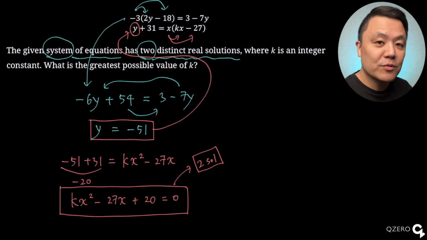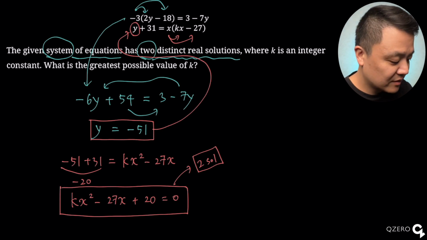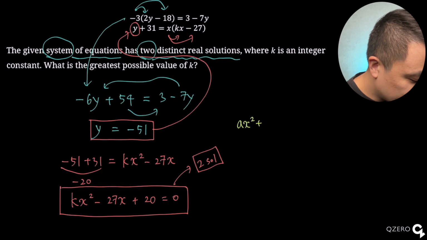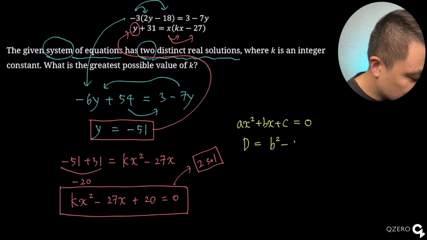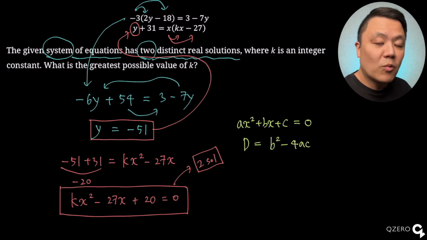When it comes to the number of solutions of the given quadratic equation, you have to think about the discriminant. Let me give you a short explanation about the discriminant. Whenever you have a quadratic equation in its standard form, the discriminant value, which is notated as capital D, can be defined in this way: b squared minus 4ac. The reason why this discriminant is so important is this D value tells you the number of distinct real solutions of the given quadratic equation.